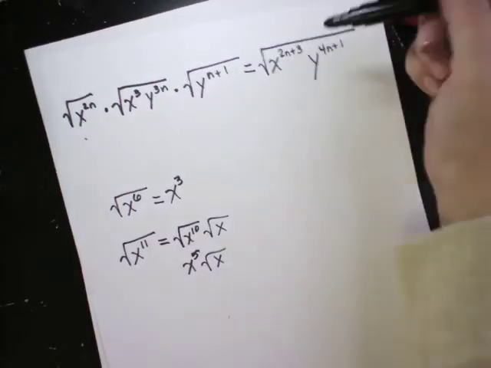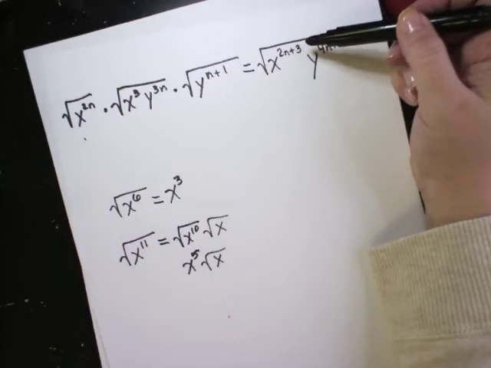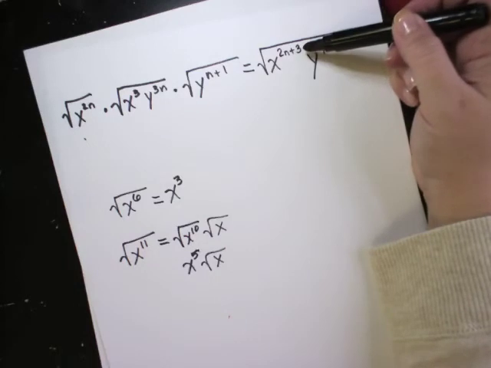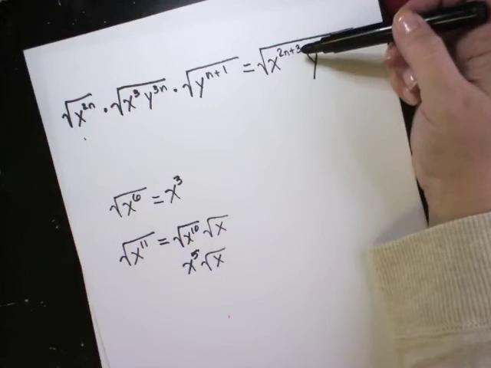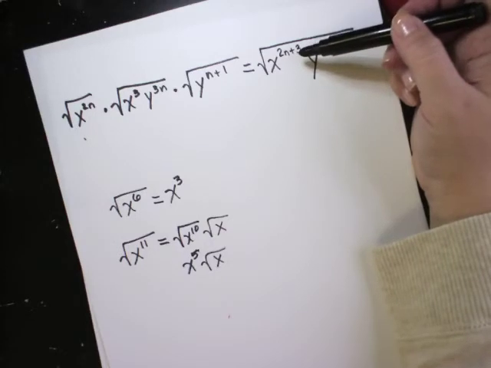Okay, so let's look up here. We need to know, is this going to be even or odd? 2n plus 3. Is that considered an even or an odd exponent? That's considered odd. Good, yes, it's odd.